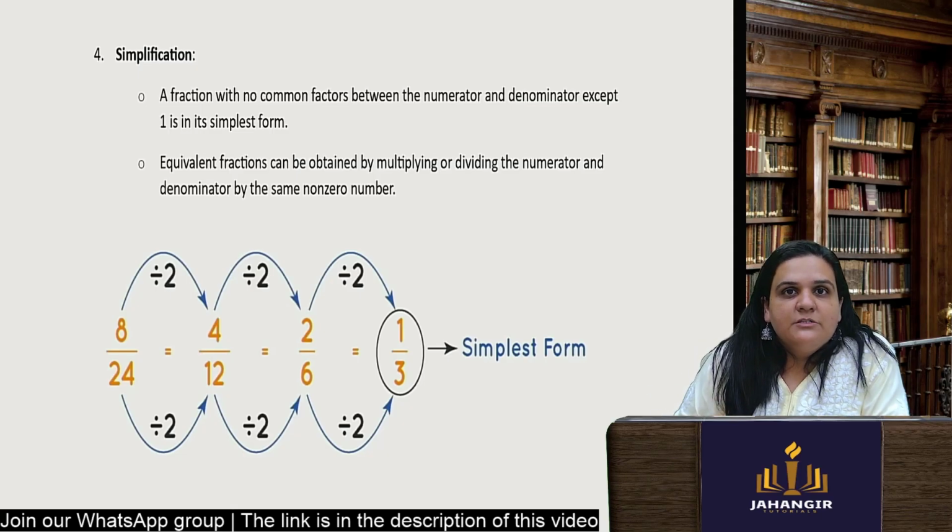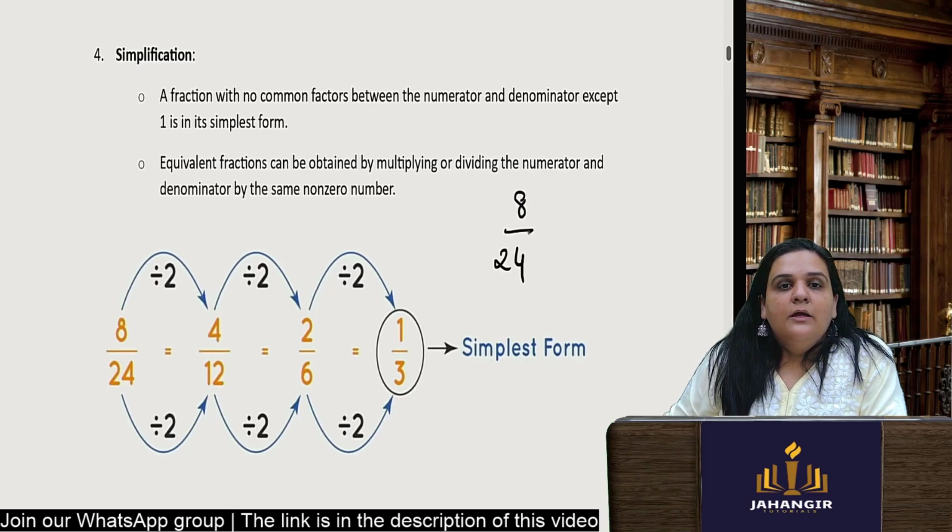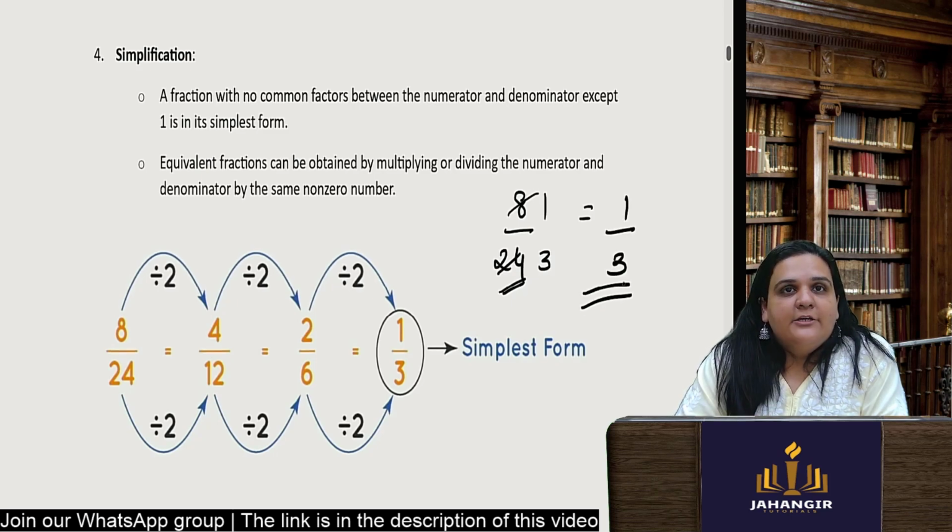8 is also divisible by 2. 24 is also divisible by 2. In fact, directly 8 is divisible by 3. 24 is divisible by 8. 8 ones are 8, 8 threes are 24. So, I can directly get 8 by 24 if I am saying I know 8 is divisible, 24 is divisible by 8. 8 ones are 8, 8 threes are 24. So, 1 upon 3 will be the simplest form of that fraction.